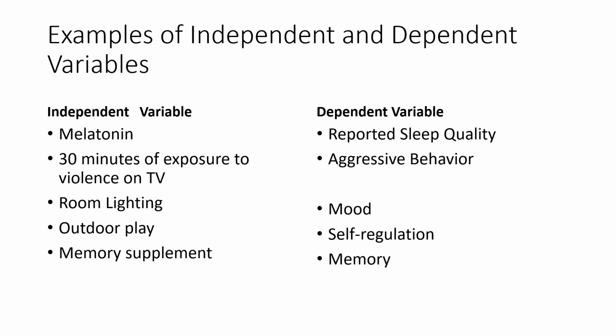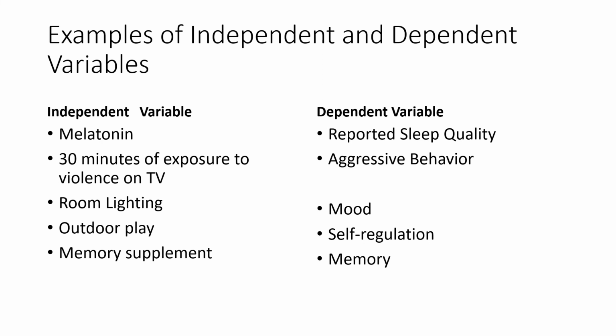And then we have room lighting that we can control. How does it affect mood? We might have different types of room lighting and then measure mood. We have outdoor play. We might say 30 minutes of outdoor play per day versus none, or 30 minutes in the afternoon, 30 minutes in the morning, and then none. So we have 3 groups. And then we may measure self-regulation. We can measure this in a variety of ways. That's an interesting variable to study, and we would probably do this with children.